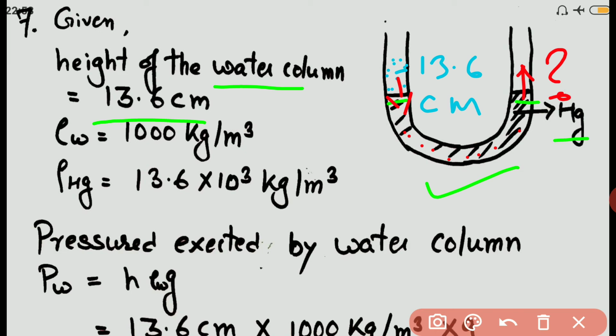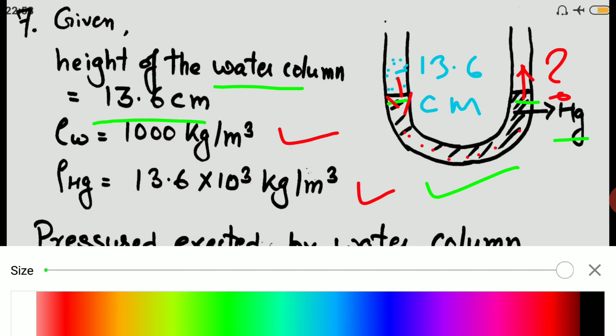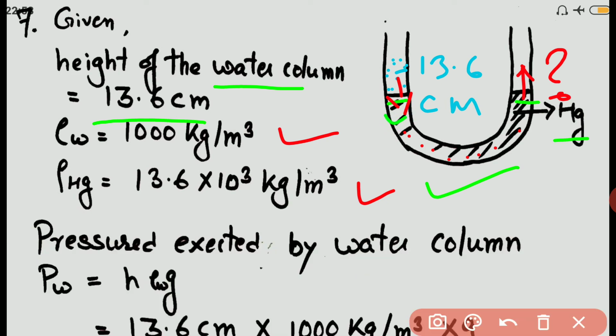Now, solving it, the density of water is given, which is 1000 kilogram per meter cube. The density of mercury is also given, which is actually 13,600, which is 13.6 into 10 to the power 3 kilogram per meter cube. So let us calculate the pressure exerted by the water, this red line here. How much pressure is getting exerted on the surface of mercury with the help of this water here.